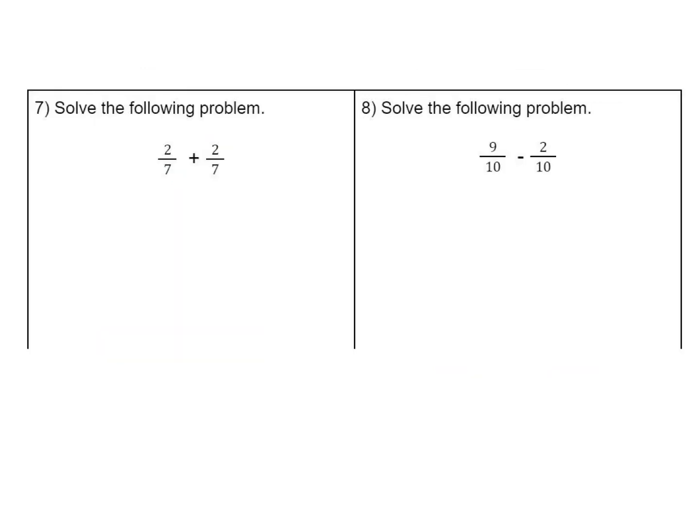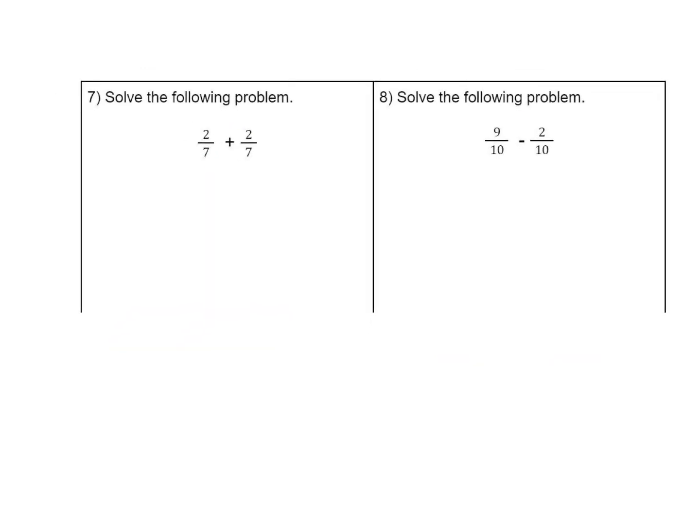All right, number 7, solve the following problem. Most of you did great on this one, so your denominator is the same, so it's going to stay the same. So I can add. All I'm going to do is add my numerators. 2 plus 2 is 4. Now, I need to ask myself, is this the simplest form? It is, because 4 and 7 don't have factors that are the same. 7 is prime, so this is in the simplest form.